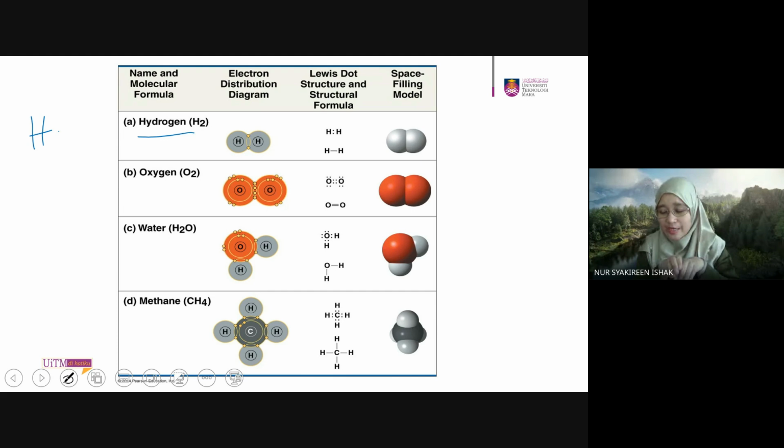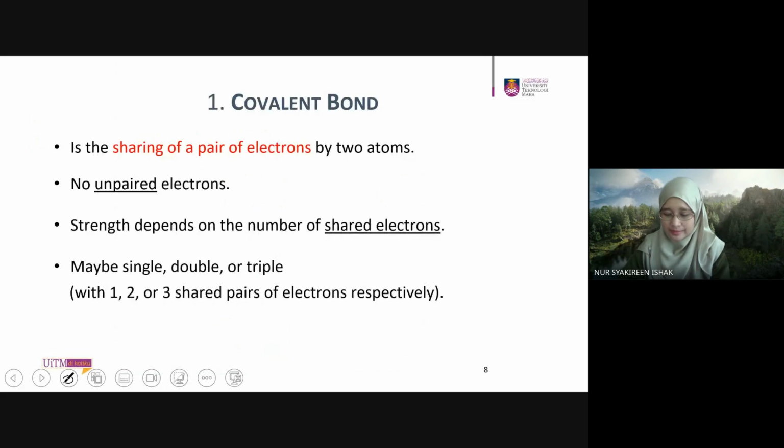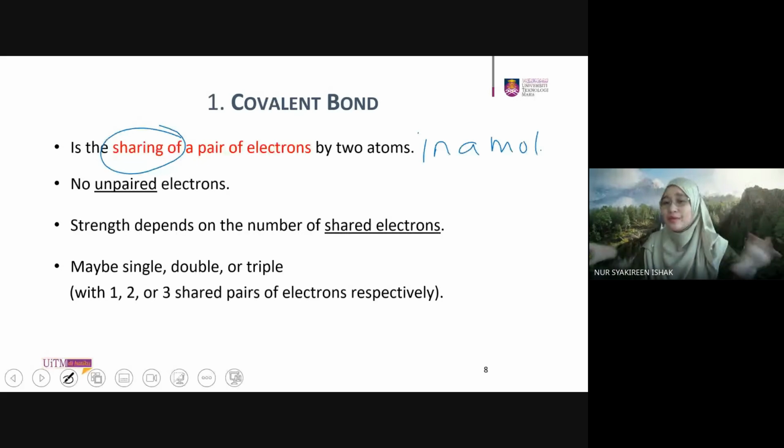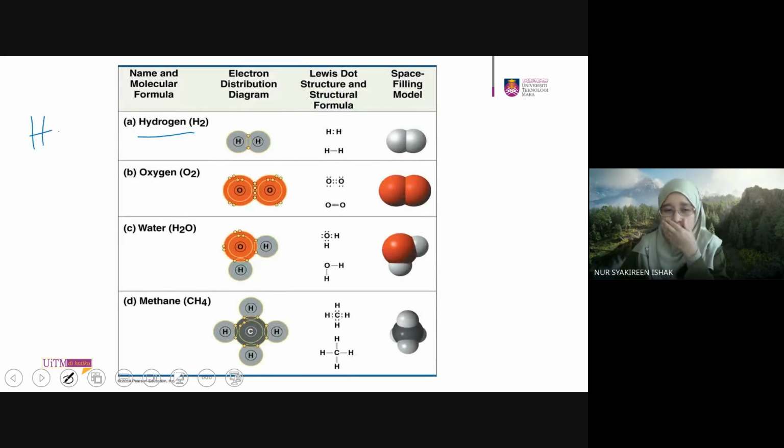So the sharing of electrons between two atoms leads to the formation of covalent bonds. Electrons of atoms will be shared. Let's look at the definition. Sharing of electrons between two atoms in a molecule. In a molecule, it cannot be between different molecules. That you have to take note. A covalent bond is the bond between atoms in a molecule, not between molecules.